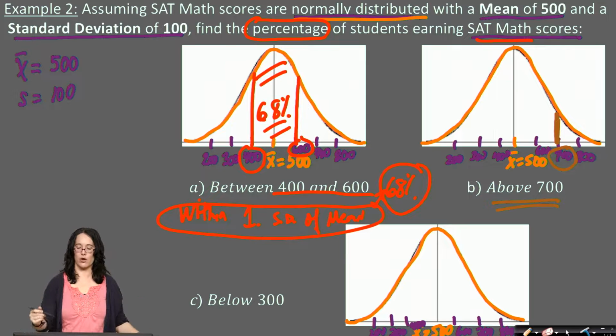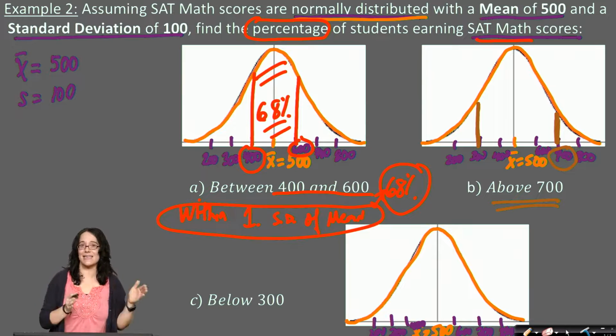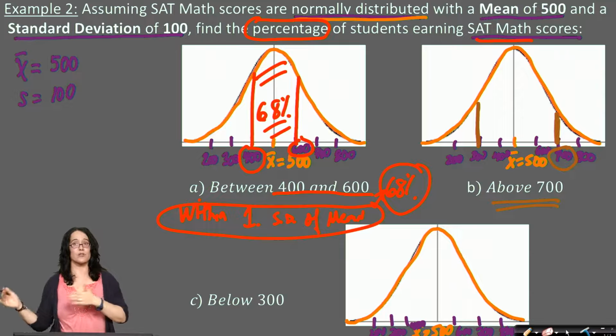Well, we know that if you are within 2 standard deviations of the mean, so that would be between 300 and 700, there's a certain percentage of values that lie within 2 standard deviations. Now notice what it didn't say. It didn't say less than 2 standard deviations or more than 2 standard deviations.